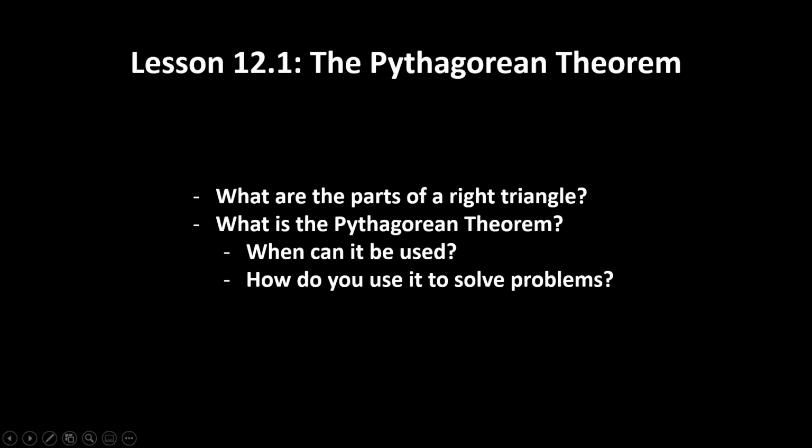Today's video is about the Pythagorean theorem. This is a theorem we use for right triangles. So in order to be successful with applying the Pythagorean theorem, we need to know what the parts of a right triangle are and why that matters. What even is the Pythagorean theorem, when can we use it, and how do we use it?